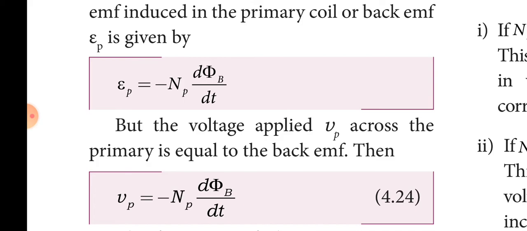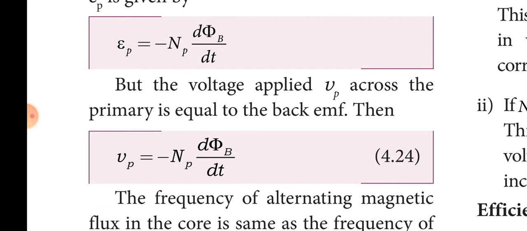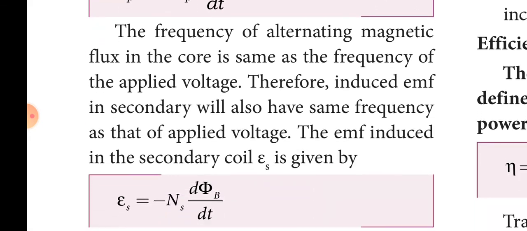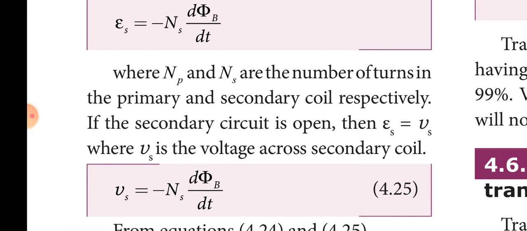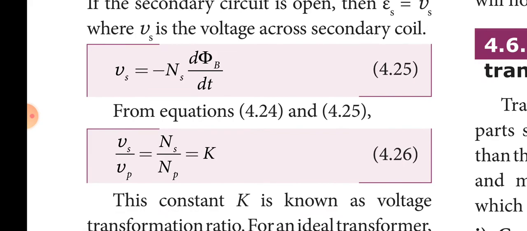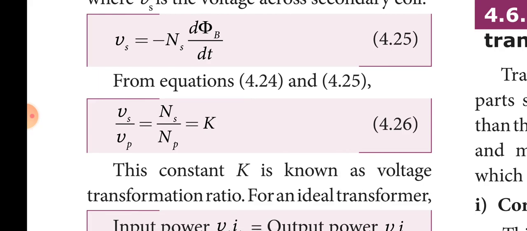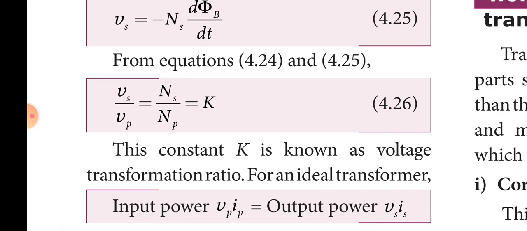But the voltage applied Vp across the primary is equal to the back EMF. Then Vp equals minus Np into dφ/dt. In a similar way for the secondary coil, Es equals minus Ns into dφ/dt, and voltage Vs equals minus Ns into dφ/dt. From equations 4.24 and 4.25, combining both equations, we get Vs/Vp equals Ns/Np equals K. K is called the transformer ratio.